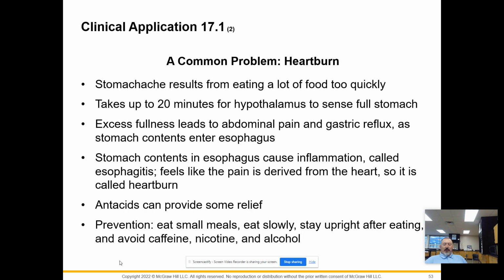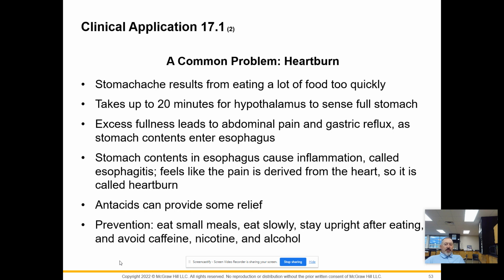So there's an old adage, maybe a Yogi Bear quote: if you want to lose weight, stop eating 20 minutes before you get full. It takes your body about 20 minutes to feel like it's full. So if you eat slowly, there's a better chance that you'll feel satiated sooner without overeating. If you eat fast, you can eat large amounts of food, and you would have been full way before you stopped eating, but you kept eating, and then you eventually are overly full. So excessive fullness leads to abdominal pain and gastric reflux.